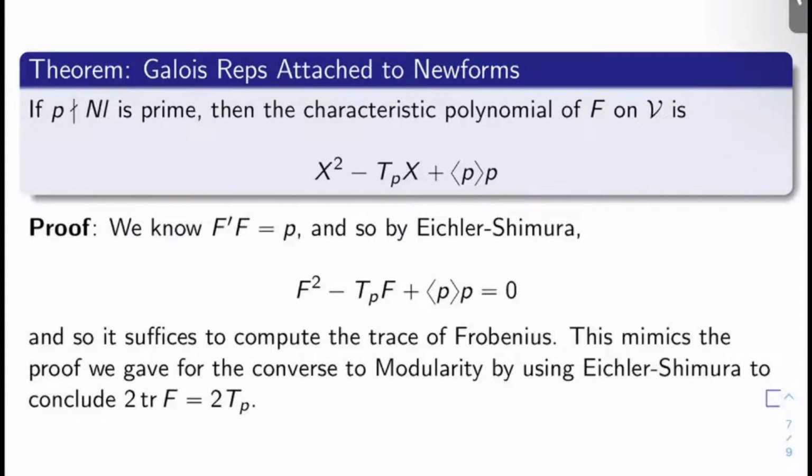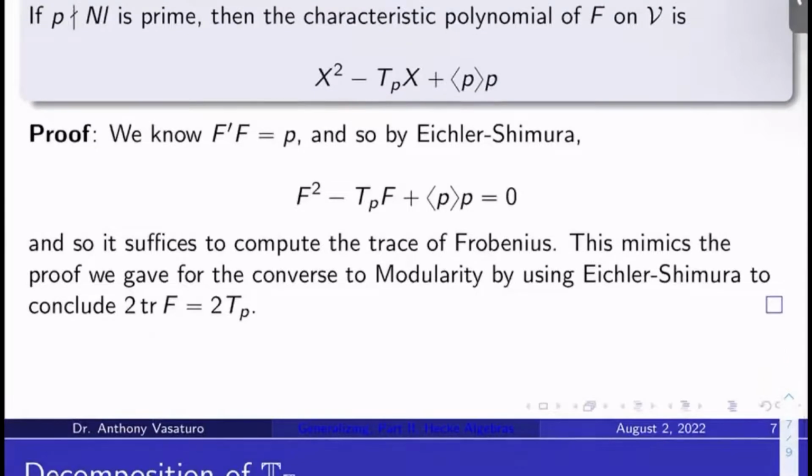This is basically saying, yeah, the Hecke operators govern the trace of Frobenius, and the diamond operators govern the determinant or the constant term of the characteristic polynomial in some sense. Okay, this was a crucial property of the Galois representation attached to newforms that we went over way back in the day. So I'll give you just a quick proof of this. You basically just use Eichler-Shimura twice. You know F prime F is p because F prime is essentially the dual isogeny of F, and F is a degree p map because it's the pth Frobenius.